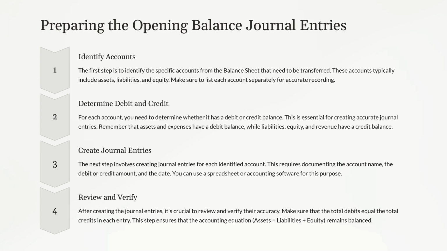Make sure to list each account separately for accurate recording. Determine debit and credit. For each account, you need to determine whether it has a debit or credit balance. This is essential for creating accurate journal entries. Remember that assets and expenses have a debit balance, while liabilities, equity, and revenue have a credit balance.